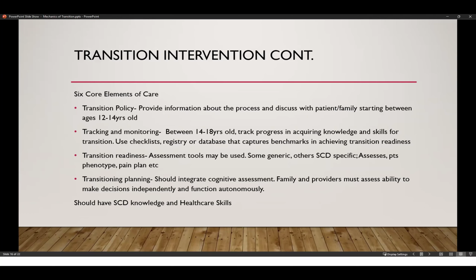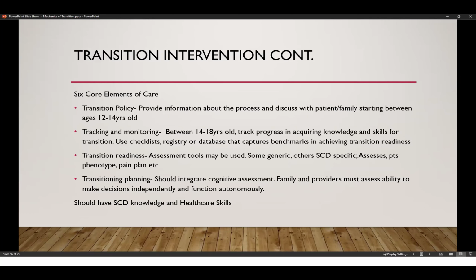We should track and monitor the patient's progress. So again, from 14 to 18 years old, all the things that you have in your policy in terms of giving them the skills that they need, training them, you have to keep monitoring the acquiring of this knowledge and skills by doing regular checklists and then comparing it to the data to find out how you are achieving transition. Are they ready for transition?